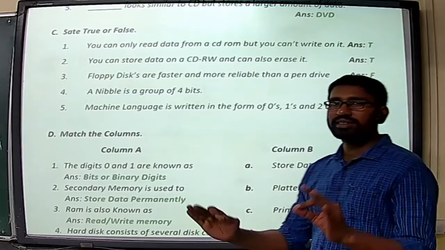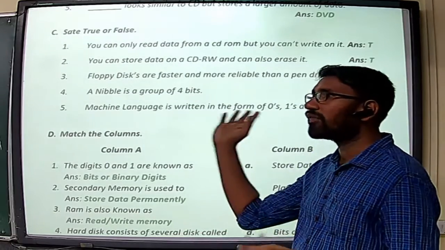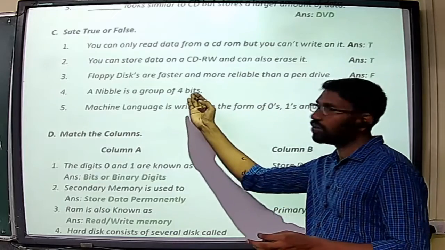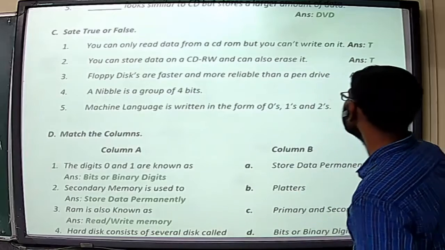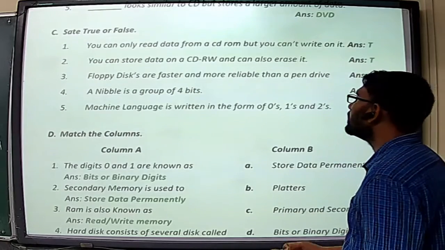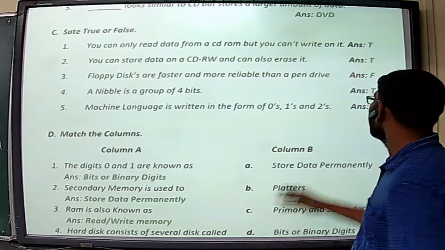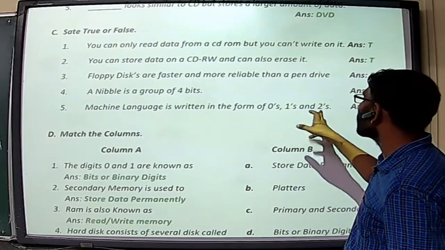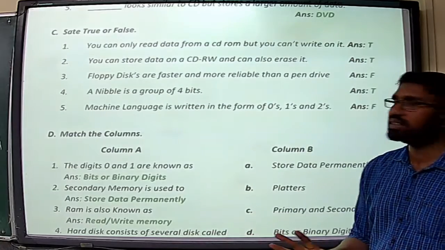A nibble is a group of 4 bits. We already discussed, 8 bits is called a byte. Half of 8 bits is a nibble. So 8 bits halved is 4 bits, which means a nibble. The answer is true. Machine language is written in the form of zeros, ones and twos. We know that the answer is false, because 0 and 1 are used as binary digits, is it?